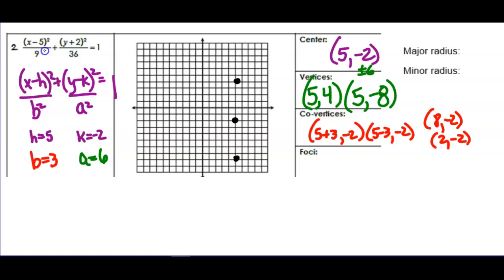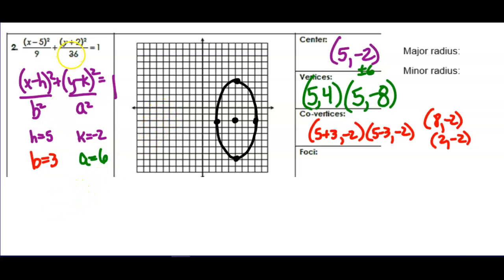In the x, I'm supposed to go the square root of 9, which is 3. And I'm done. It's longer up and down than it is around. Except I have to find the foci. That's the tricky part, okay? And for the foci, you need c.